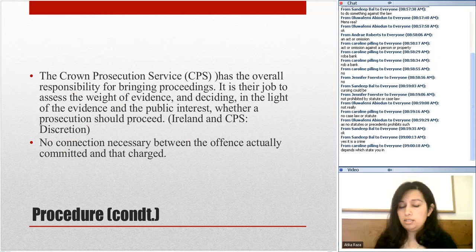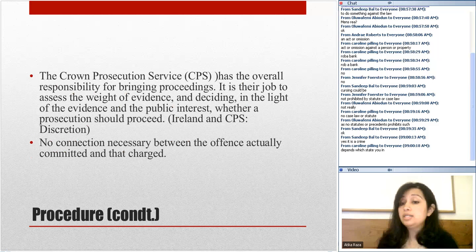And then they decide on sentencing. The Crown Prosecution Service, which is in short CPS, has the overall responsibility of bringing the proceedings further. They start the proceedings. It's their job to assess the weight of evidence. Whatever evidence they have, they will decide in the light of that and in the public interest whether the prosecution should proceed, should take this person who has committed a particular crime to the court or not.